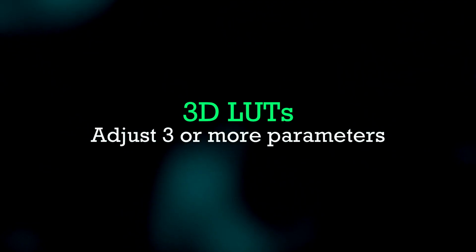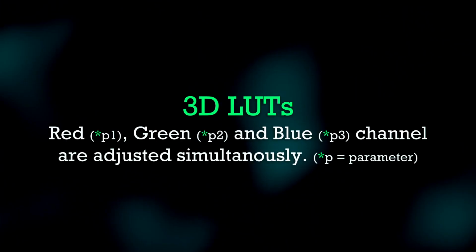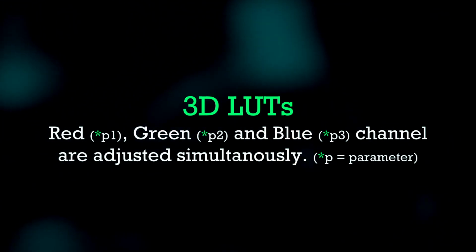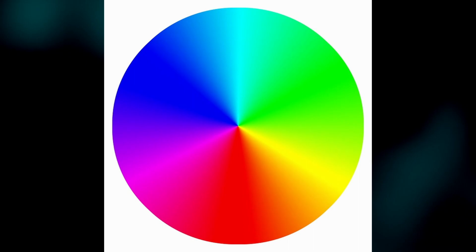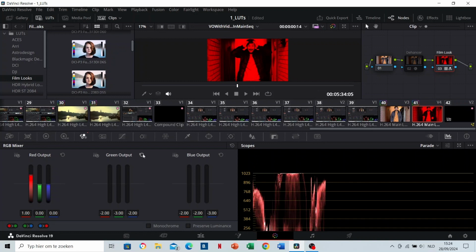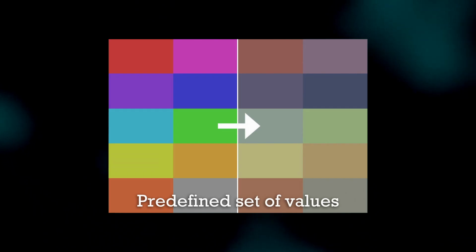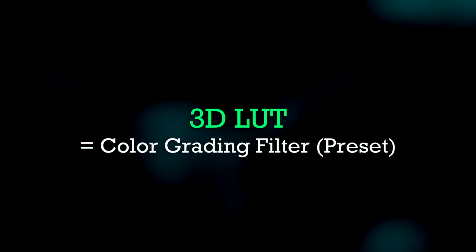But the most important for us are 3D LUTs, which adjust three or more parameters. With 3D LUTs, most of the time the red, green and blue channel are adjusted simultaneously. To understand this better, on screens every color is a mix of red, green and blue light. With these three parameters, you can create every color in the RGB spectrum. Simply said, a 3D LUT remaps all colors of your video based on a predefined set of values. And even simpler said, a 3D LUT is a color grading filter preset.